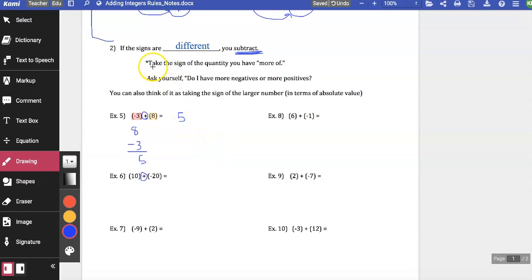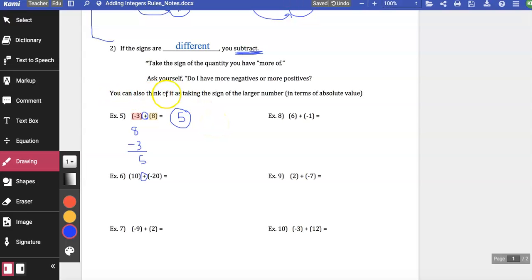Well, this is where this next part comes in. Take the sign of the quantity you have more of. Ask yourself, do I have more negatives or more positives? So think about your integer chips. If we had 3 red integer chips and 8 yellow integer chips, which do you have more of, the yellow integer chips or the red integer chips? Well, if we have 8 yellow chips, that's more than 3 red chips. So we have more of the positives. So the answer is +5.